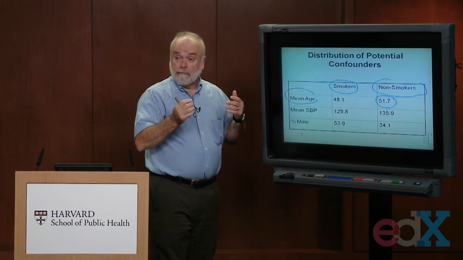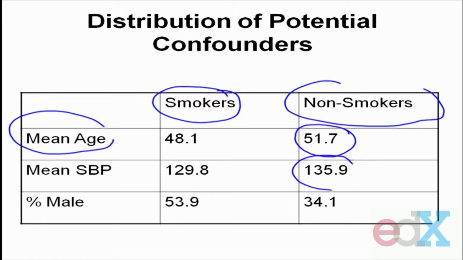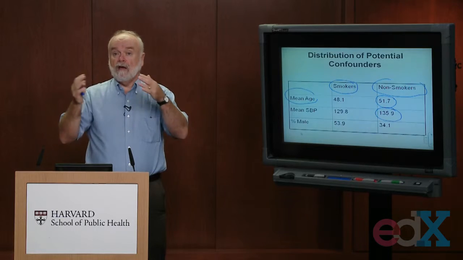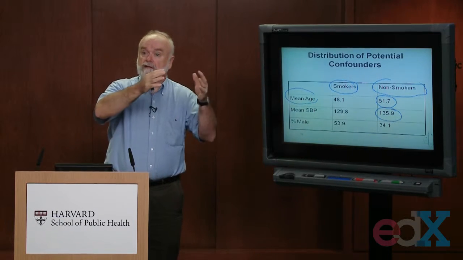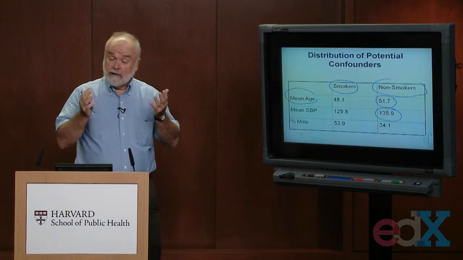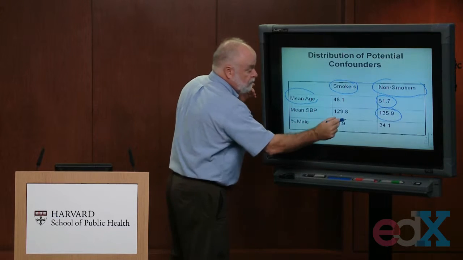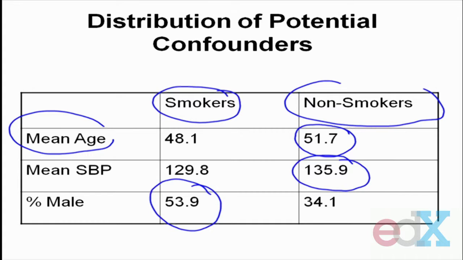Same thing if we look at their blood pressure. The blood pressure on average among the non-smokers is about 6 millimeters of mercury greater than that of the smokers. So right now there are two characteristics that the non-smokers have that are not shared by the smokers. The non-smokers are older and the non-smokers have higher blood pressure. Those could be reasons why the non-smokers might get more heart disease than the smokers. On the other hand, if you look at the distribution of sex, 54% of the smokers are male, compared to only 34%. There's a much greater percentage of male sex among the smokers.